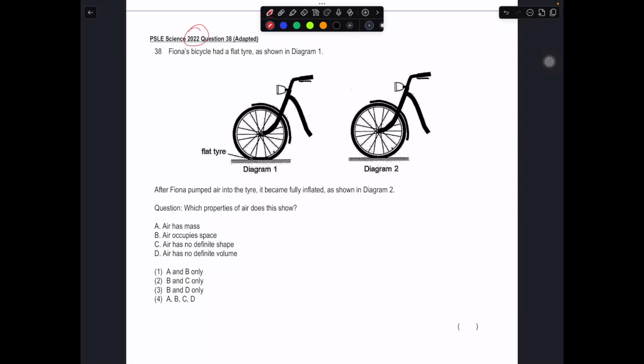So today I'll be going through PSLE 2022 question number 38. I have readapted it into this question. Fiona's bicycle has a flat tire as shown in diagram 1. So the tire is flat. Then after Fiona pumps air into the tire, it becomes fully inflated, as shown in diagram 2.